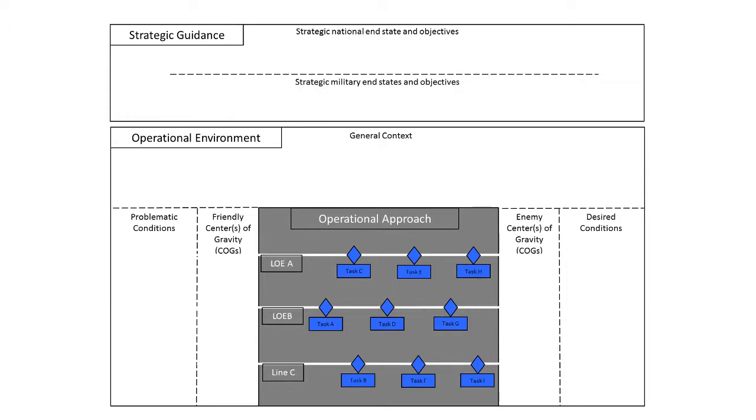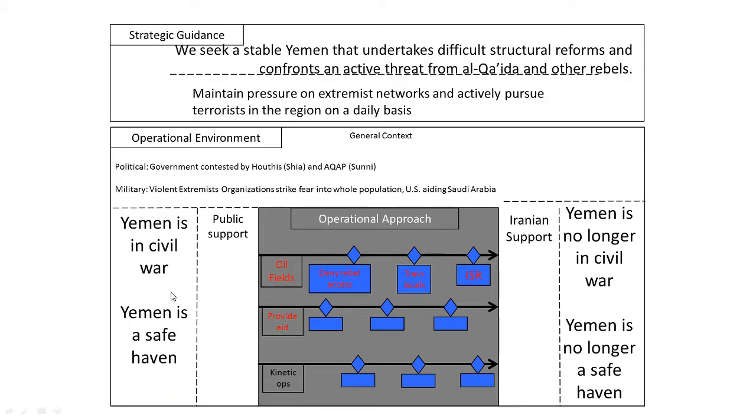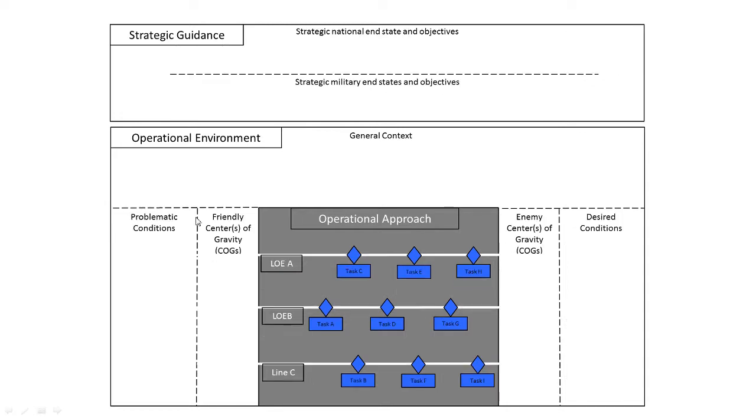Alright, now moving on to the next section, we have our problematic conditions. So these are conditions in the current region that the United States does not like and wants to change. An example of this is the Yemen civil war. Generally, civil war is a bad thing. Yemen is also a safe haven for terrorists. Again, a bad thing.